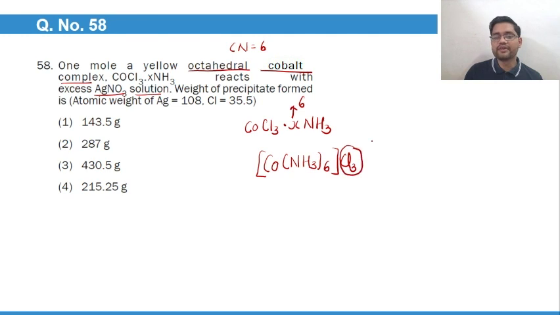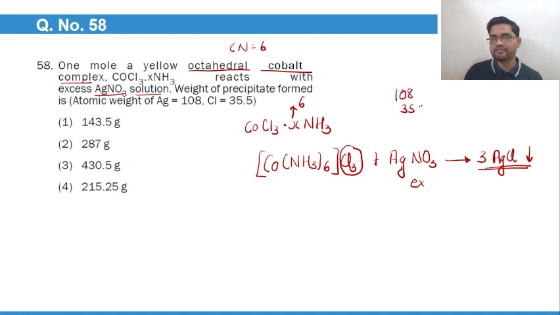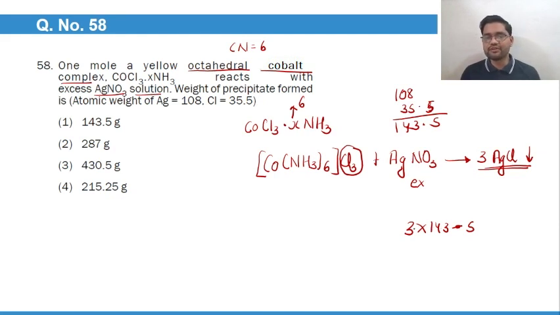So all Cl3 is ionizable, and once it is treated with AgNO3 solution in excess, it will give you 3 AgCl as a precipitate. So what is the molecular weight of AgCl? It is 108 plus 35.5, right? So it is 143.5. So 3 into 143.5. Like 15 into 3 is 45, so around 430 is the only option. So 58, option number 3 will be the best answer.